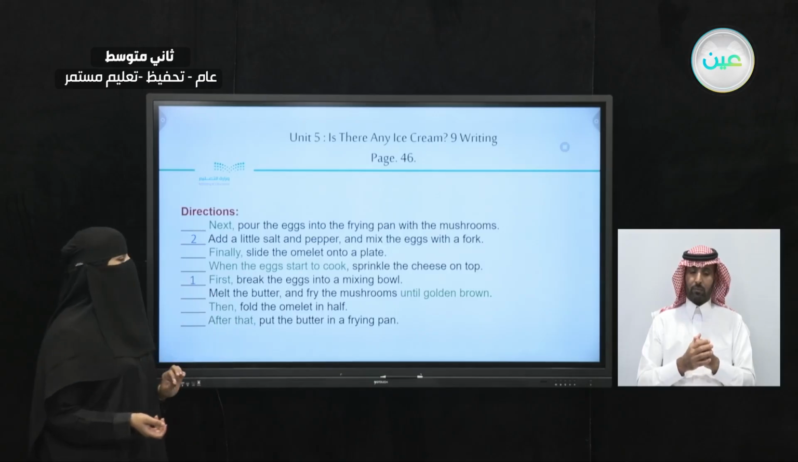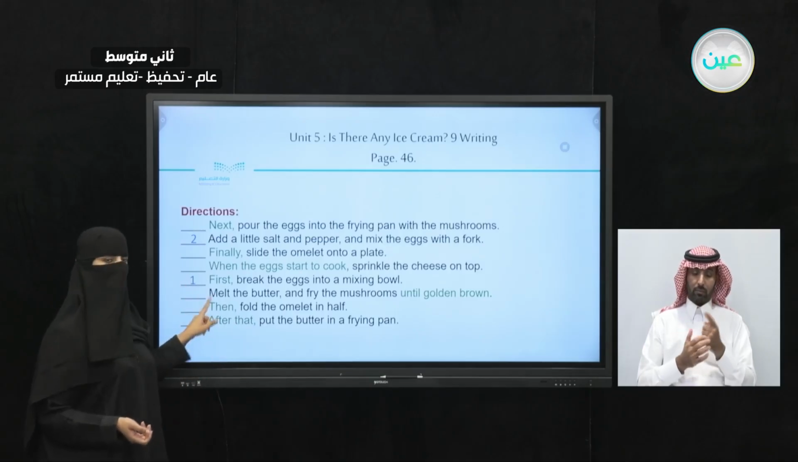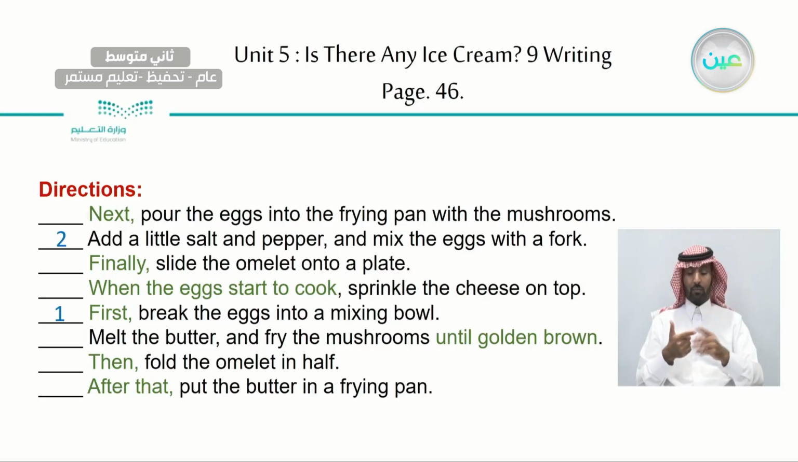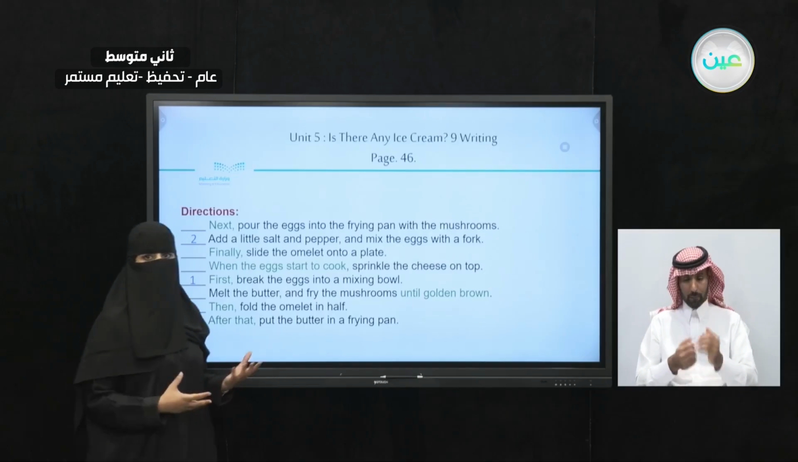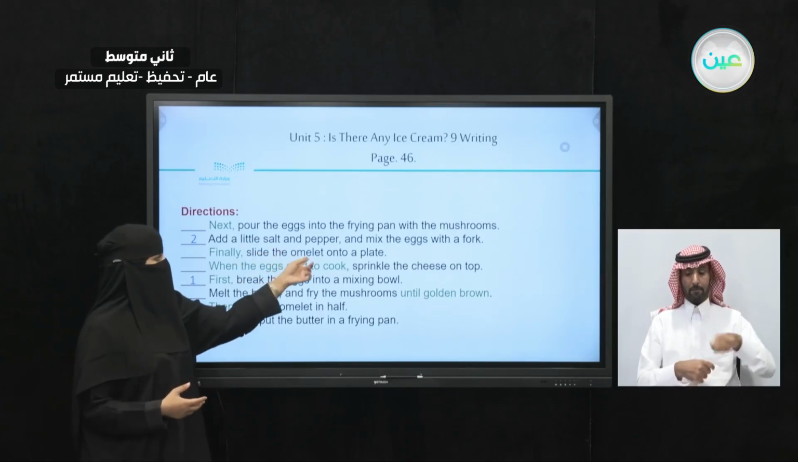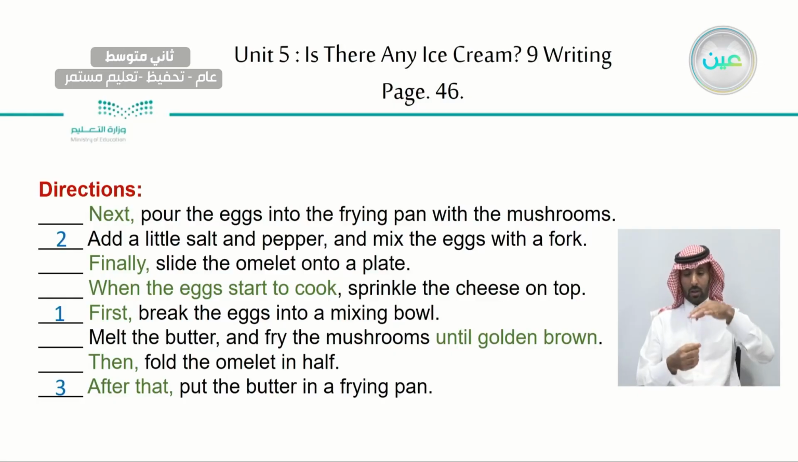So now let's take a look. We found the first step and the second step. Now, what is the third step? After that, put the butter in a frying pan. After that, we see the words of sequence, after that, and then, after mixing the salt and pepper with the egg, what are you going to do? Put the butter in the frying pan.